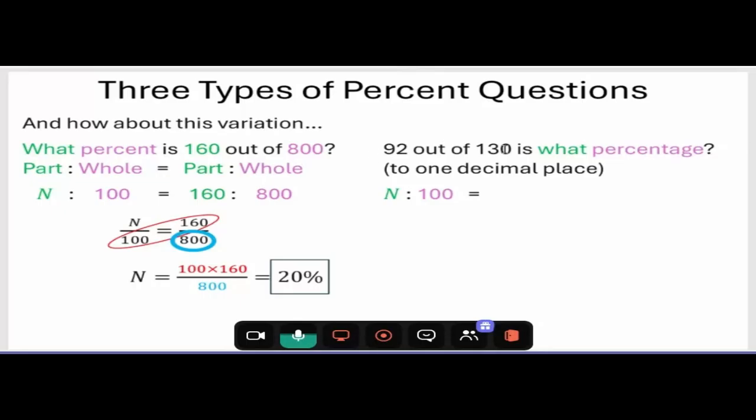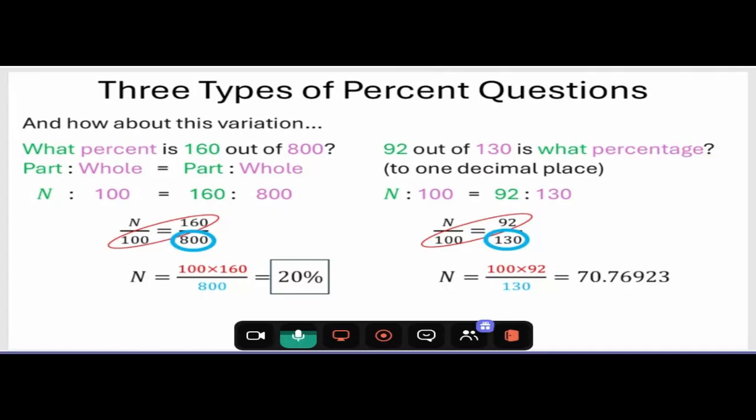Careful, because so far I've always had the part being smaller than the whole, but we know we can have percentages over 100. So you could have a situation where the part is actually bigger than the whole, right? Where you have 150% or something. So 92 out of 130, part to whole, n to 100, part to whole, 92 to 130, part to whole. Write it as a fraction. Find the cross product, divide by the other one, and we get 70.76923, and they said to one decimal place, so that is 70.8%.